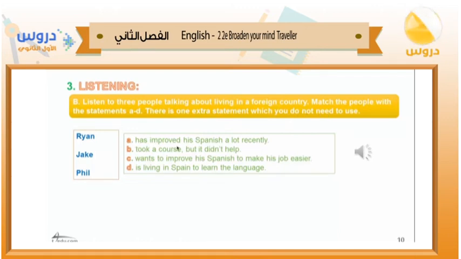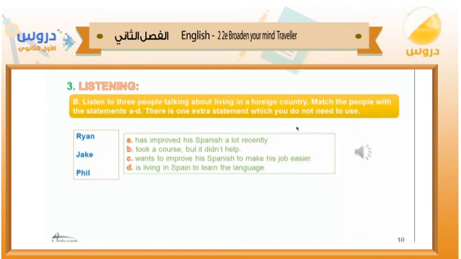A has improved his Spanish a lot recently. B took a course, but it didn't help. C wants to improve his Spanish to make his job easier. D is living in Spain to learn the language. Okay? Now, listen carefully, please. Then try to match the people with the statements. Ryan, Jake, and Phil.